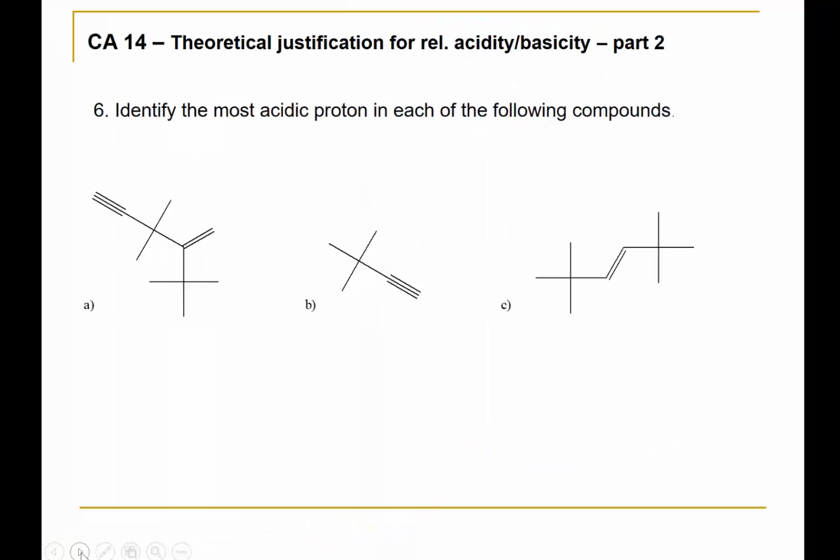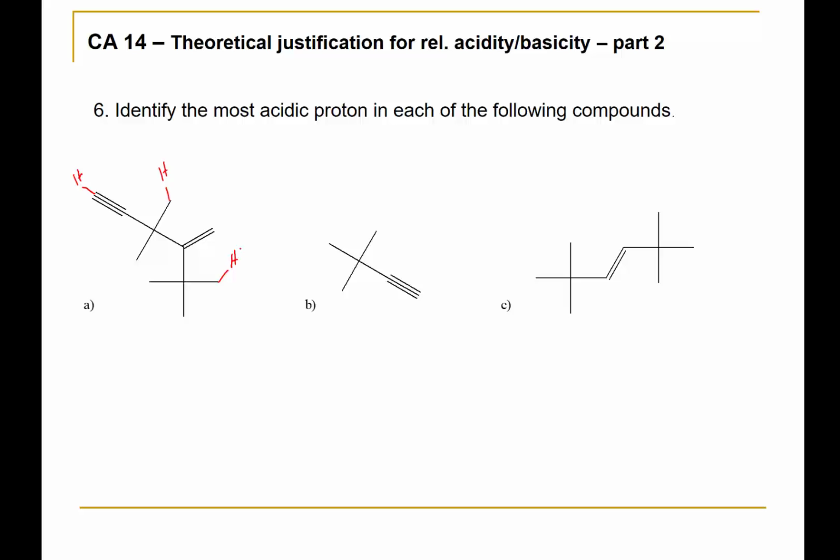As a little bit of practice, let's take a look at key question number 6, where I'm asking you to identify the most acidic proton in each of these compounds. Maybe to help you get started, I'd like to highlight the different kinds of protons that are present. In A, we have a proton on the end here, and we have protons off of the CH3 groups. I'm going to write 1 as a representative proton.